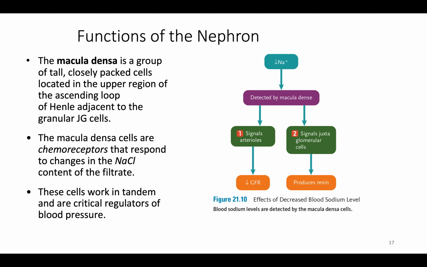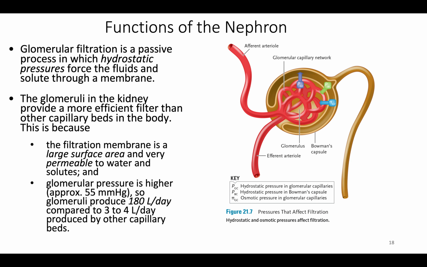And so how do we do this? If we decrease the salt concentration as detected by the chemoreceptors in that macula densa region, these guys are going to signal two different things to the arterioles and to the juxtaglomerular cells. So in the arterioles, we're going to decrease the glomerular filtration rate, so we're going to have less blood flow through the glomerulus, and the juxtaglomerular cells are going to increase their production of renin. Okay, and we'll talk about the renin-angiotensin system in just a minute, I swear.